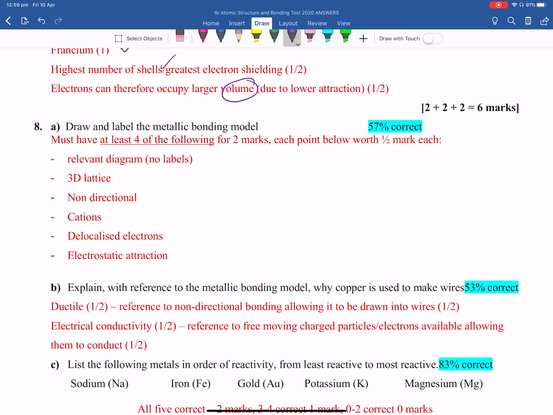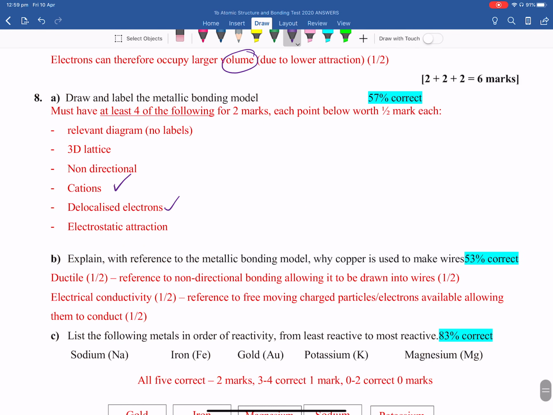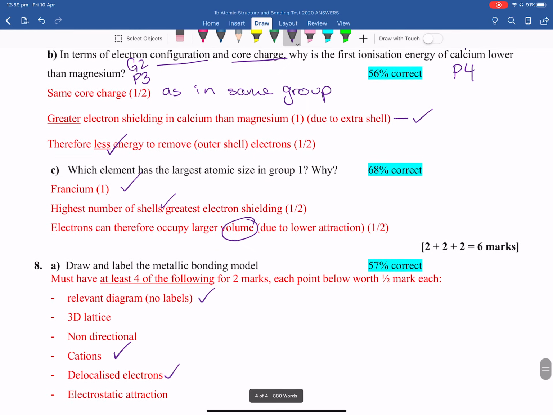Now the metallic bonding model. Here's another example of how you have 2 marks to do it, but there needs to be a lot of information in there. A lot of people told me about the cations and they told me about the sea of delocalized electrons. And I gave you half a mark for the diagram as well, without any labels.